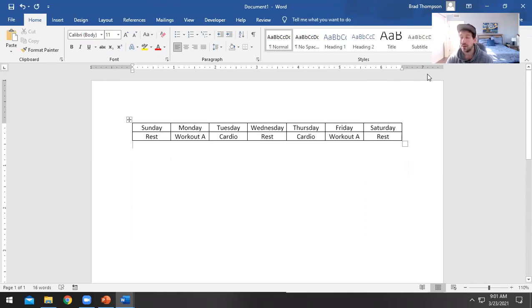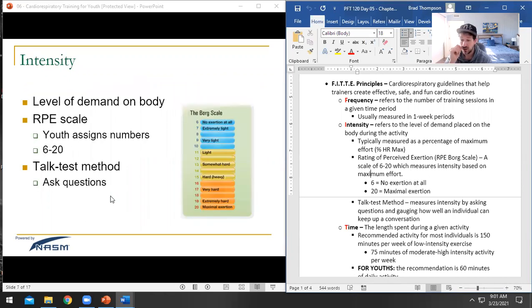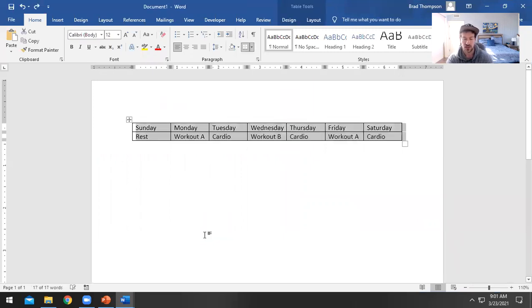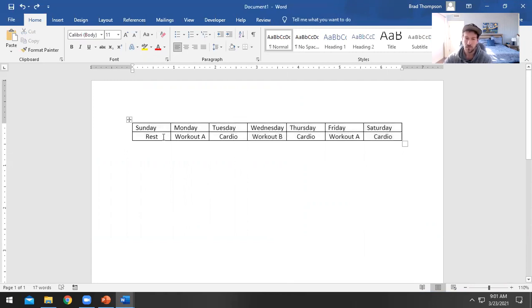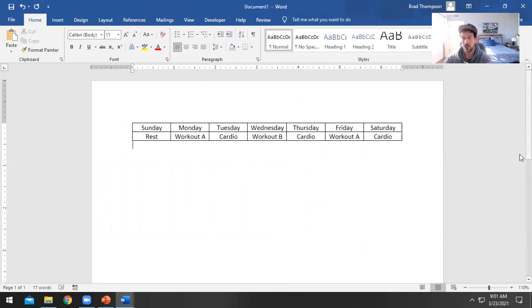So, no matter how you lay it out, you want to make sure that you are taking into account the next thing that we got to look at, which is intensity. Intensity is going to refer to the level of demand placed on the body during that activity. So if we go back to our first scenario, where we were doing 3 days of cardio per week, your cardio intensity needs to be relatively low. If you're trying to do high intensity cardio 3 times a week, that might be a little bit too much for the body. Your body might not be able to keep up with something like that. So you've got to be a little cautious there, right?